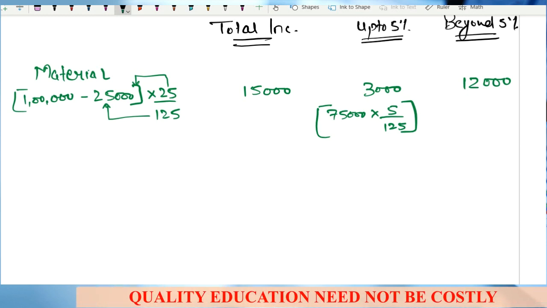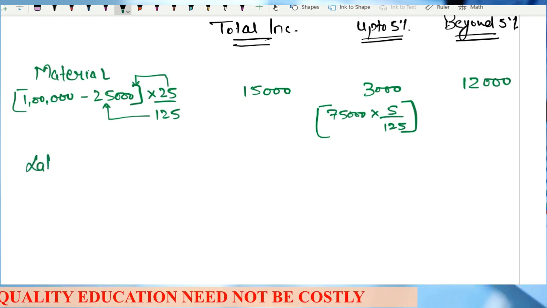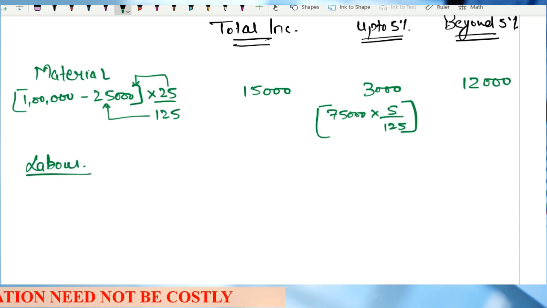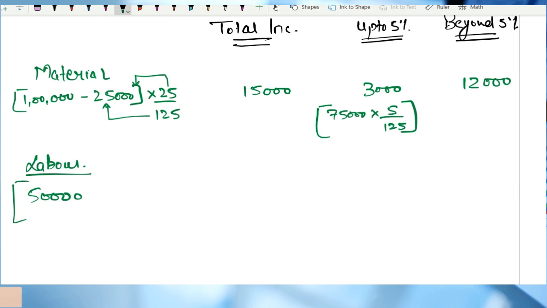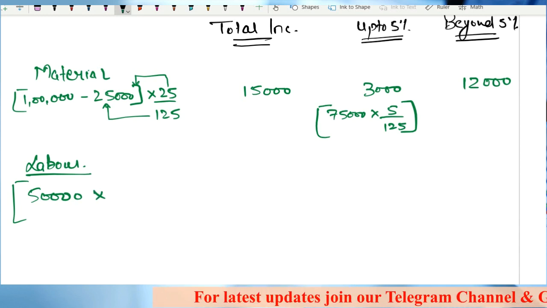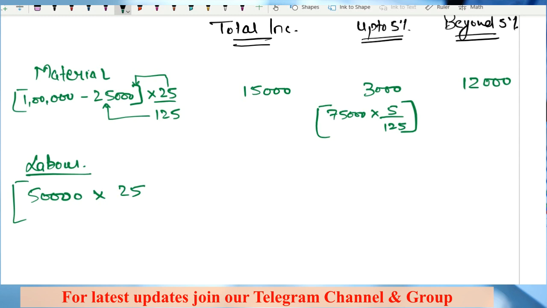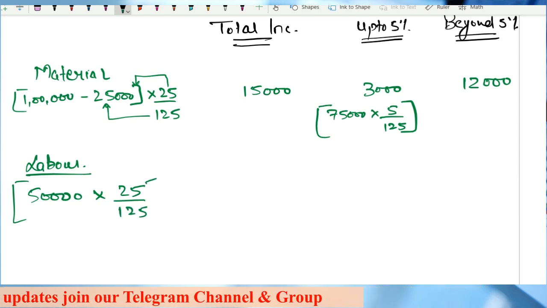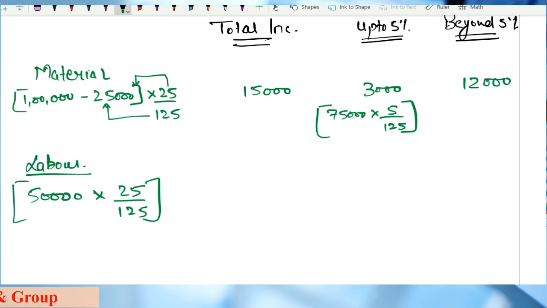Now, similarly, we are going to discuss the labor. What is the total expenditure? Take 50,000 and not 45,000. Sir, accrued wages is again an expenditure for the current year. So you have to consider it. So this is after an increase of 25%. So 25 by 125. Right? 25 by 125. The total increase is 10,000 rupees.